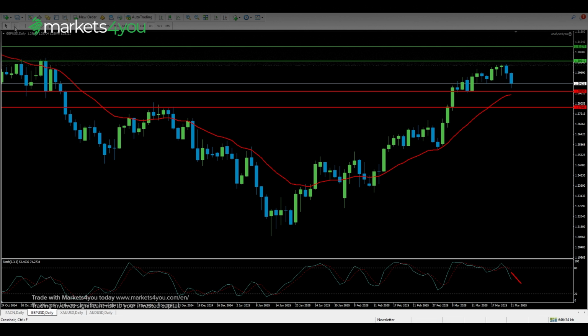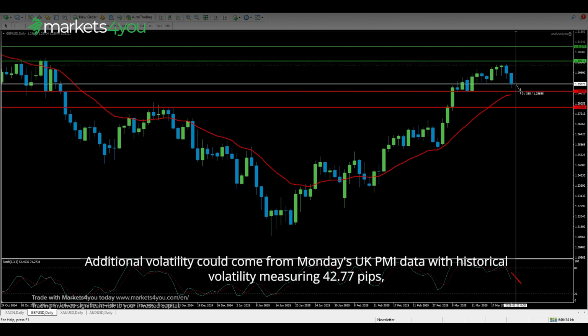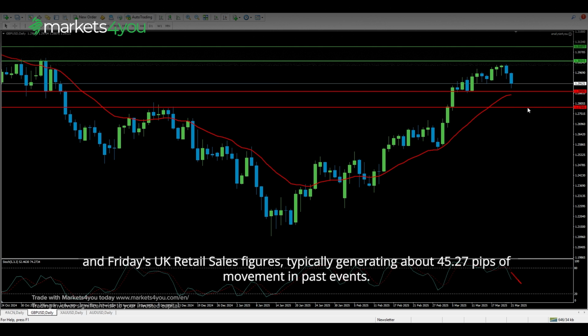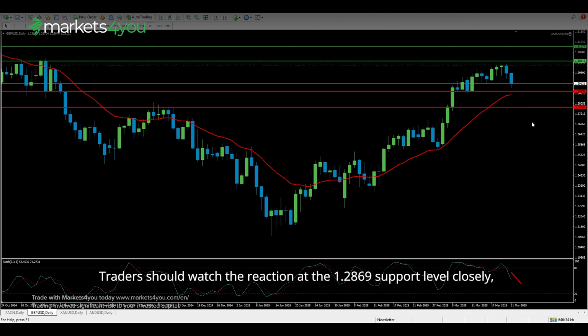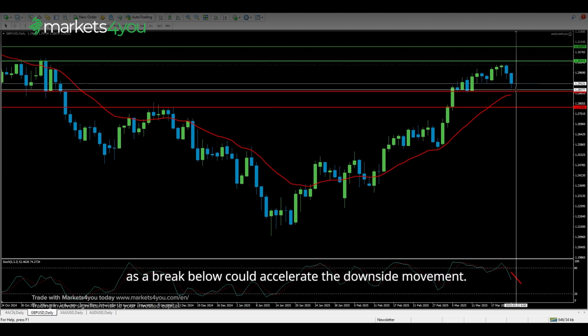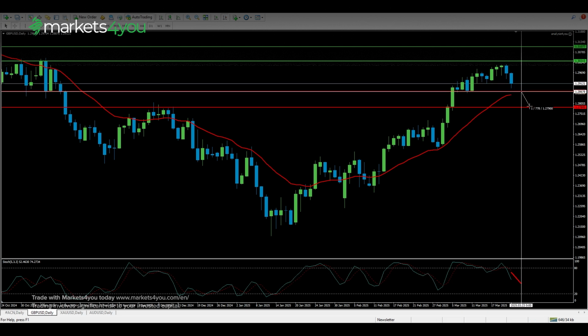Additional volatility could come from Monday's UK PMI data, with historical volatility measuring 42.77 pips, and Friday's UK retail sales figures, typically generating about 45.27 pips of movement in past events. Traders should watch the reaction at the 1.2869 support level closely, as a break below could accelerate the downside movement.